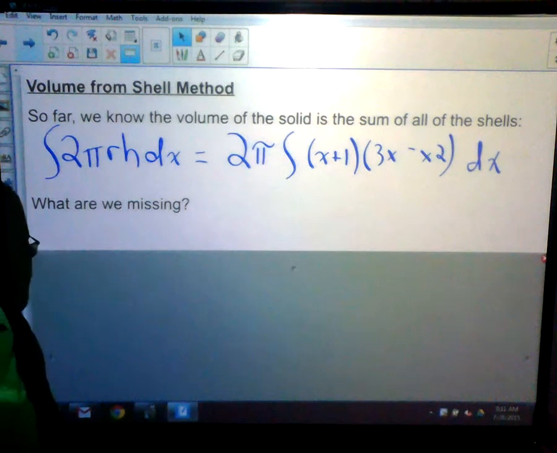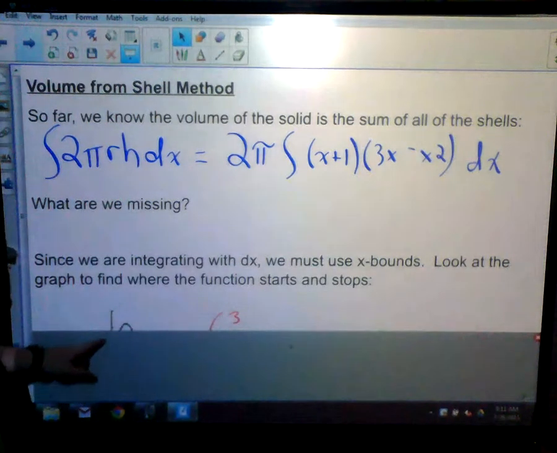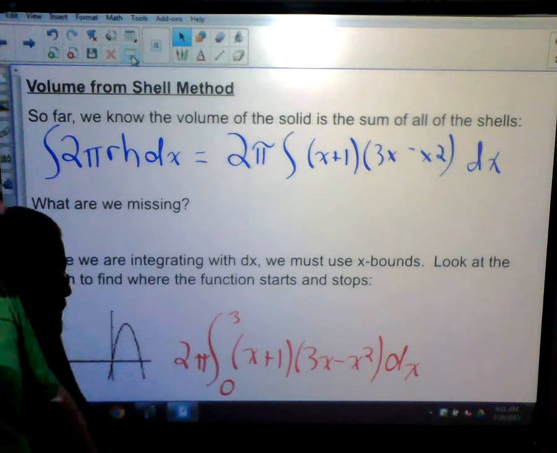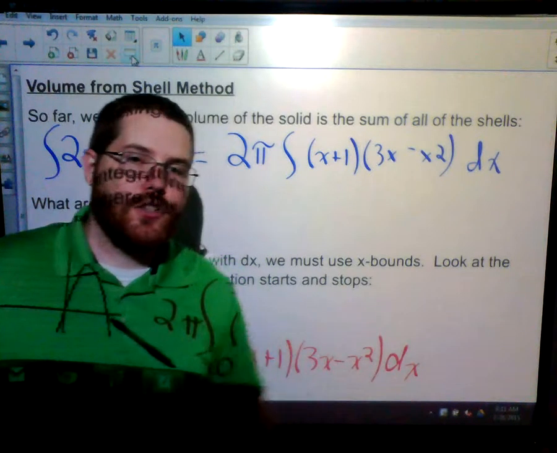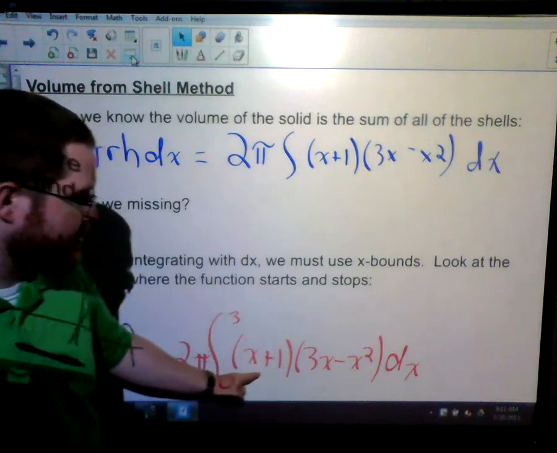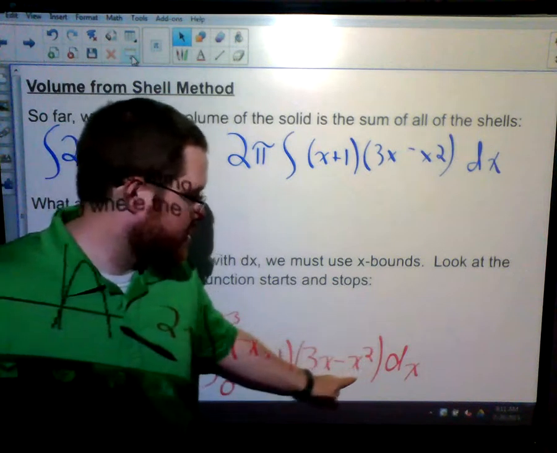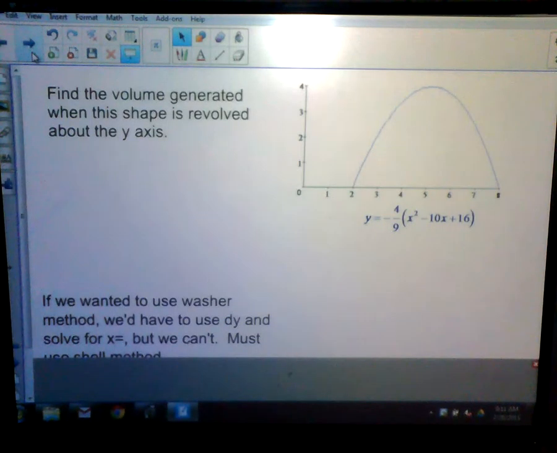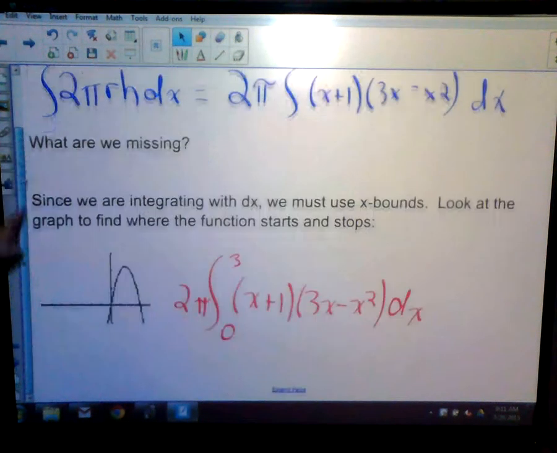What's missing? We don't have any bounds. Since we're doing integration by dx, I need the x bounds, the left side and the right side. And in this case, it's 0 and 3. This is how to set up a volume problem using the shell method. 2 pi, r is x minus axis, h is just the function y. Okay? By the way, you can solve this using a calculator. I'll let you do that on your own time.